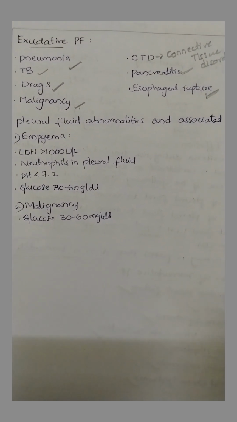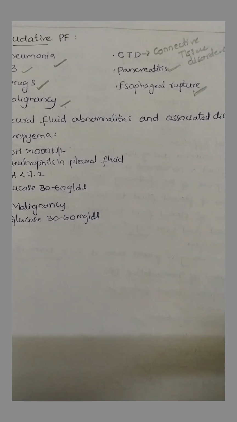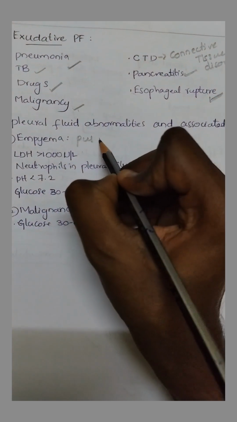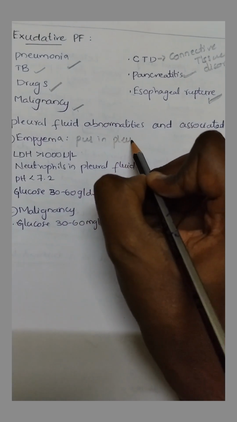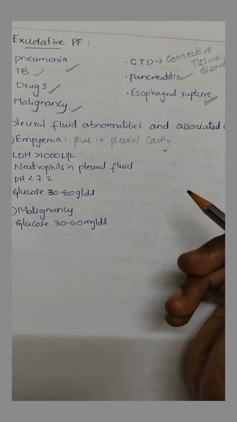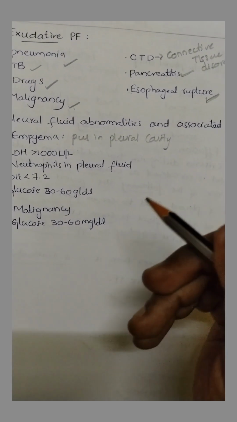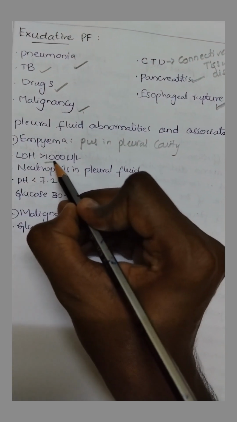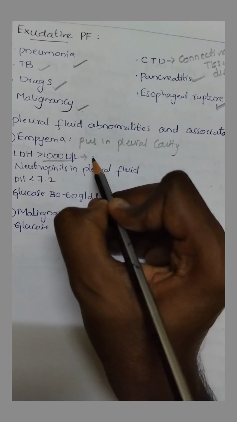And we also have some pleural fluid abnormalities and their associated diseases. In this we have empyema. Empyema is nothing but pus in the pleural cavity. Pus in the pleural cavity is called empyema. And the abnormality we will see in the pleural fluid analysis in empyema is that the LDH will be more than 1000 units per liter in the pleural fluid.